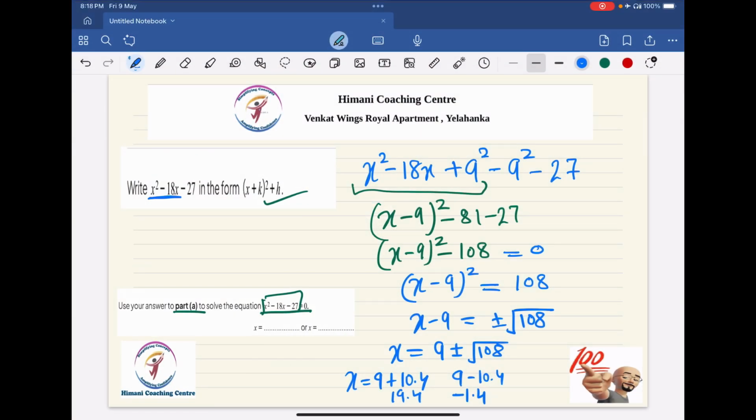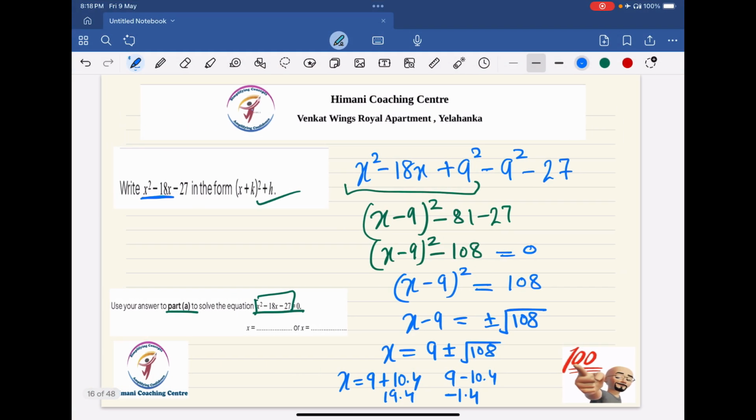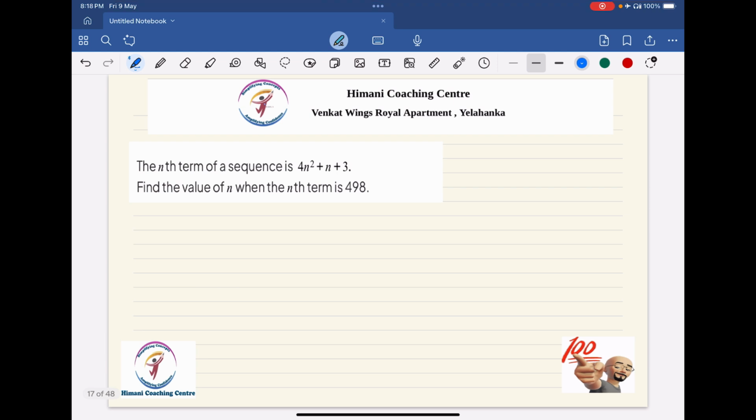Okay, now let us move to the second question. So the second question is, the nth term of a sequence is 4n square plus n plus 3. Find the value of n when the nth term is 498.